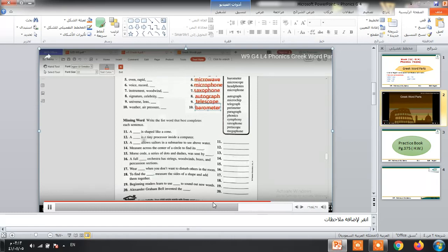Next here, let's write the missing word from the same word bank. A dash is shaped like a cone. Something that looks like a cone and it's really big. So it is a megaphone. If you wrap the paper in the shape of a cone and you talk in one side, your voice would be louder on the other side. So it's a megaphone.